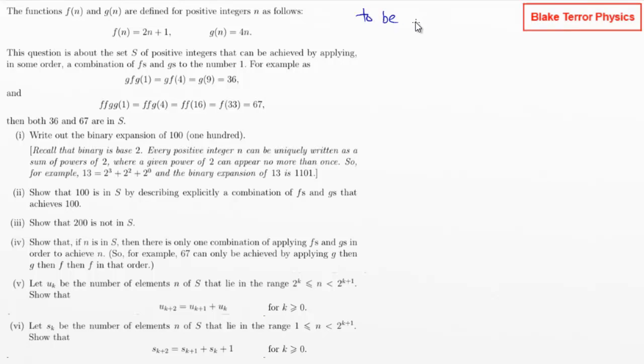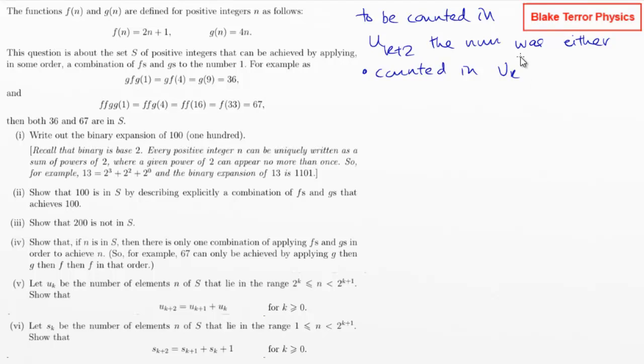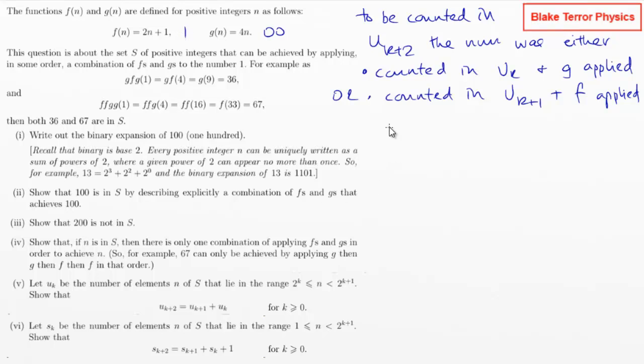So to be counted in UK plus 2, the number was either counted in UK and G applied, because that's moving it up 2 buckets because we're adding 2 zeros to the end, or counted in UK plus 1 and F applied because we're adding a 1 to the end with F. So that means then, therefore, UK plus 2 is UK plus 1 plus UK. Right, okay, that was more difficult than the previous 4 parts put together.